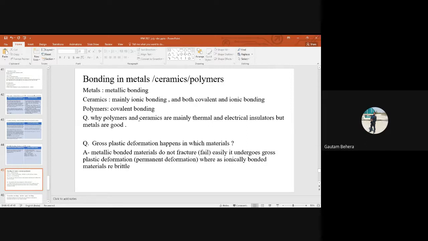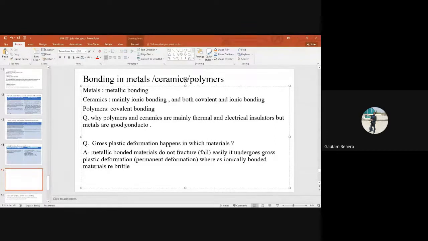Now, the question is why polymers and ceramics are mainly thermal and electrical insulators, but metals are good conductors of electricity and good thermal conductors. Polymers and ceramics are not, because of the free electrons concept only.